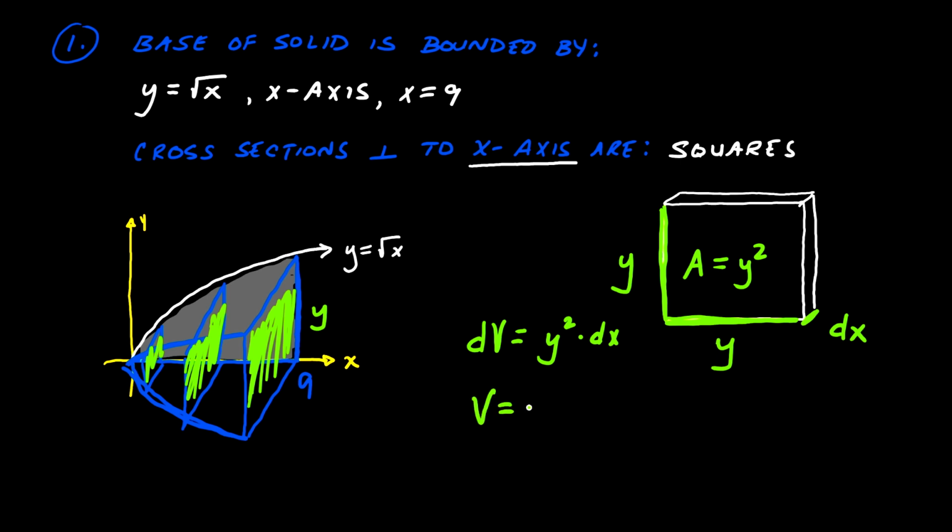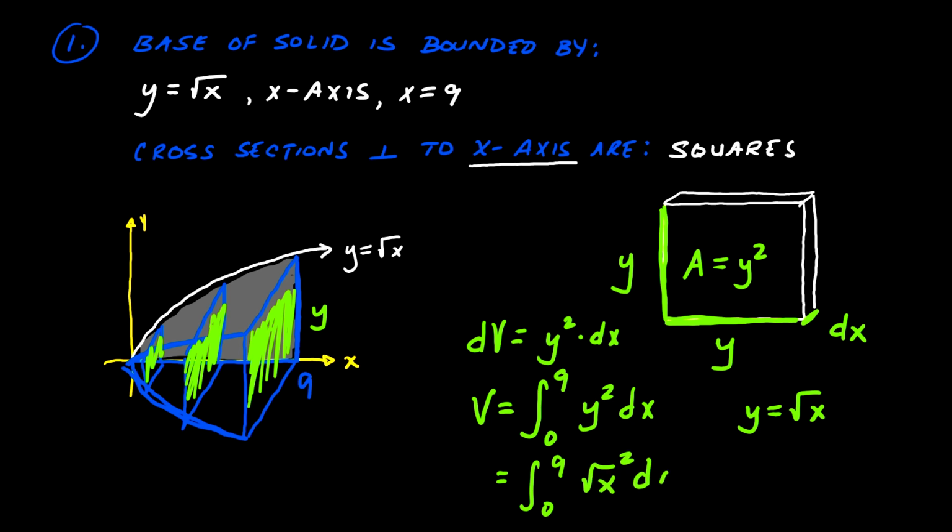And if we sum that up, we have the volume is going to equal the integral from 0 to 9, those are our bounds, of y squared dx. And remember, we're told that y is equal to root x. So we could make that substitution, y equals root x, and we're left with the integral from 0 to 9 of root x squared dx.